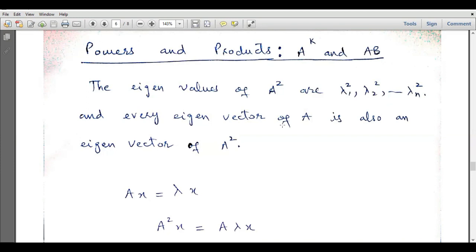But every eigenvector of A is also an eigenvector of A square. So the eigenvectors of any power of the original matrix will not change. If the eigenvectors of A are x1, x2, x3, then the eigenvectors of A square will also be x1, x2, x3, and so on. So we can prove this property.